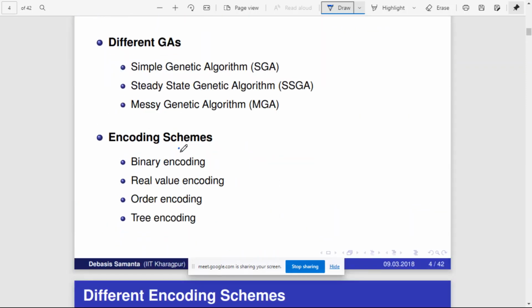So basically there are 4 types of encoding schemes available. The first one is called binary encoding. The second method is called real value encoding. The third method is called order encoding, and the fourth is tree encoding. So these are the 4 encoding schemes which we are going to discuss: binary encoding, real value encoding, order encoding, and tree encoding.